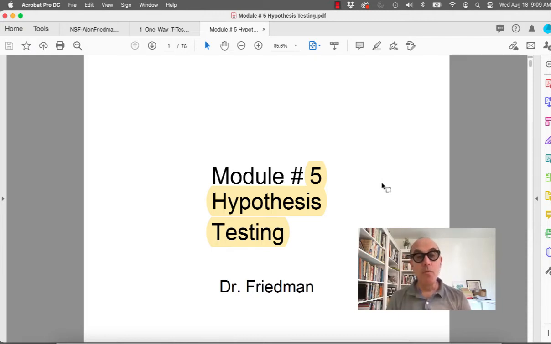And welcome back to module number 5. And this time again I am taking a step backwards with regard to our progress with R. And one of the things that is really important is to fully understand the idea of hypothesis testing.